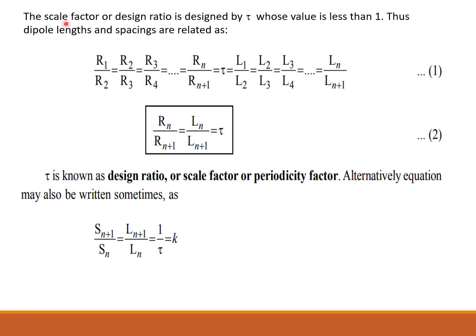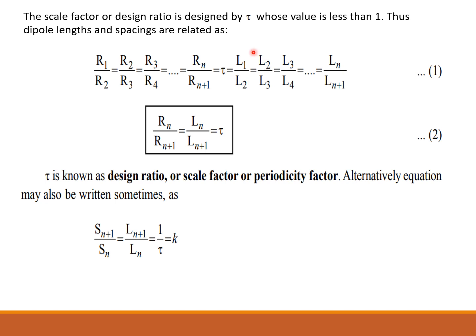As I told you earlier, you have what is called a scale factor or design ratio represented by tau. Now, what did we see in the logarithmic antenna? There is a proportional increase, that is, it either expands or contracts by a regular factor called the scale factor. What is the scale factor? R1 by R2. What is R1? The distance of the first element from the origin. The ratio R1 by R2 is equal to R2 by R3, or is nothing but Rn by Rn plus 1. This is nothing but equal to tau.